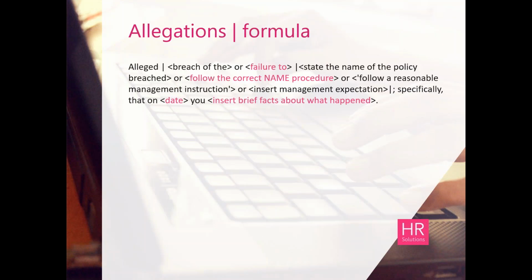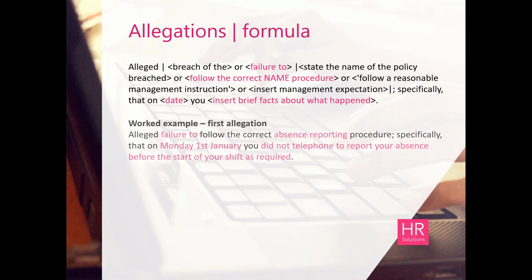So I'm just going to pop this up on the screen. I've just highlighted in pink the parts that I'm using for this first allegation. So this is the fact that they didn't follow the correct procedure. So we start off with alleged, and then I've taken from the first section failure to, and then from the second section I've used the name of the procedure that they've not followed. So failure to follow the correct absence reporting procedure. Semicolon, specifically, and now we're going to confirm the when and the how. On Monday the 1st of Jan, you did not telephone to report your absence before the start of your shift as required.